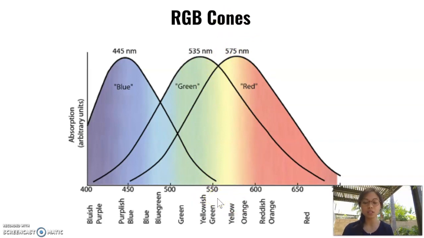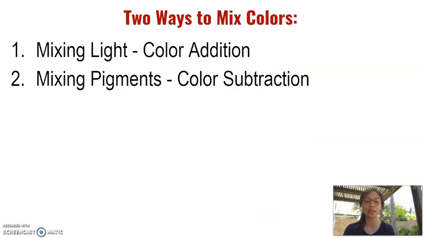So there are several ways that humans can perceive color, whether or not the true wavelength of that color is present. And this is where color mixing comes in. There are two ways to mix colors. You can talk about mixing light, which has to do with color addition, and we'll talk about why it's called that. Or you can talk about mixing pigments or paints, which is also involved with color subtraction. And again, we'll discuss how they're different and how they involve addition or subtraction of colors.